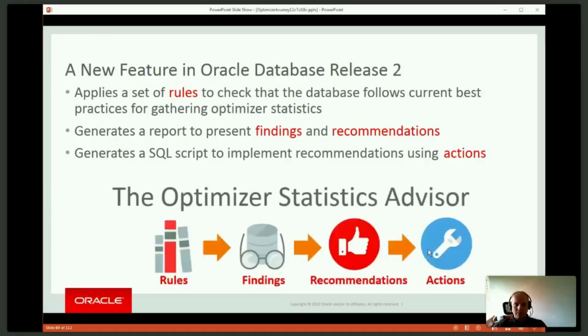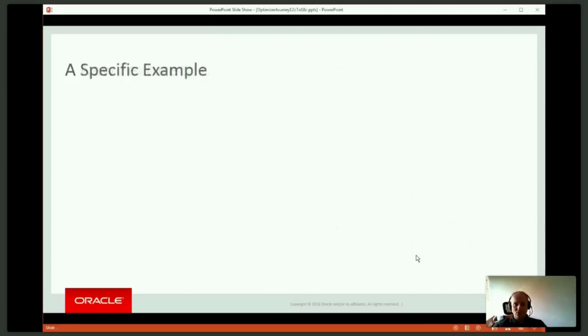So basically it looks like this. So we have rules, findings, recommendations, actions. So it's a series of steps through a workflow, so to speak, in order for you to evaluate whether you have issues with your optimizer statistics or not.